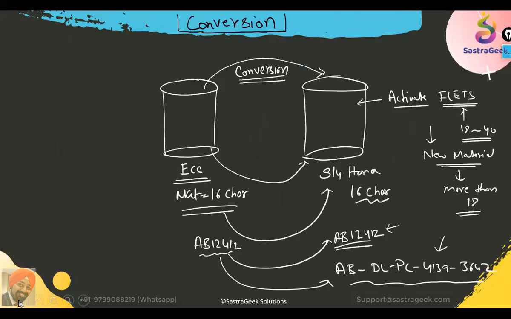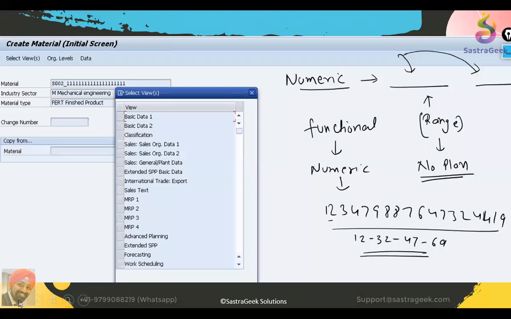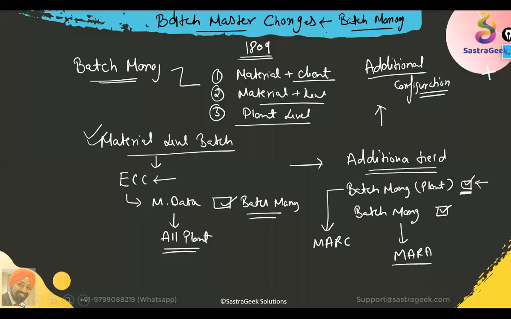Then we discussed what is going to happen in conversion. In conversion, your material will not change. It will go as it is. The new material after conversion, if you create it, would be created with more than 18 characters. We have also seen one of the constraints, where you would not be able to create numeric numbers with more than 18 characters. It is only available for alphanumeric numbers.